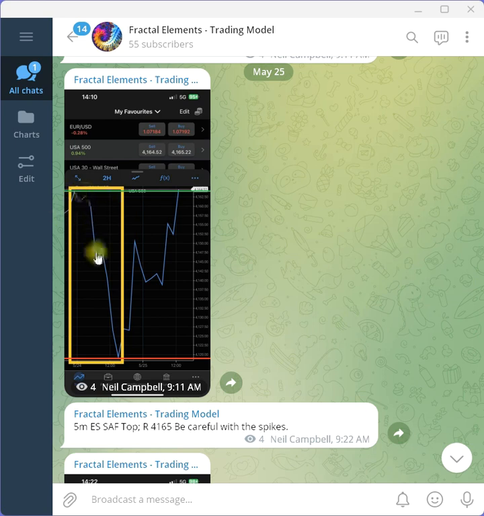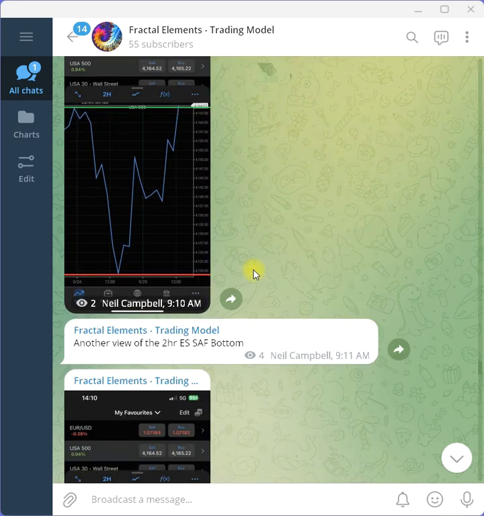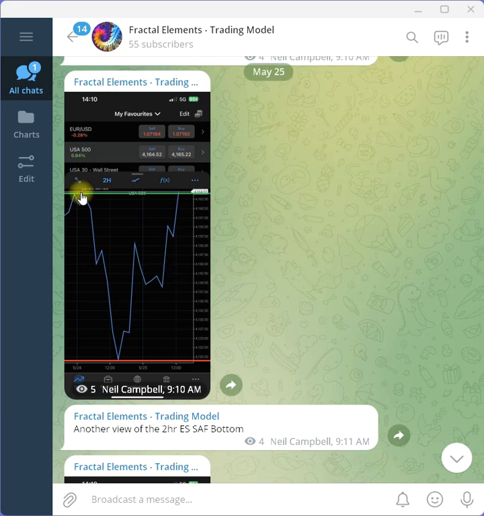1, 2, 3, 4, 5. Top of a fractal, bottom of a fractal. When it hits the bottom, you have a turn up. So we went from here to here. The fractals will point the turn to the markets. There's the other fractal there. 1, 2, 3, 4, 5. A turn up and goes there.